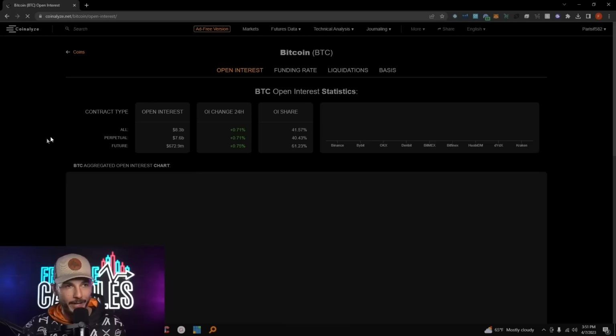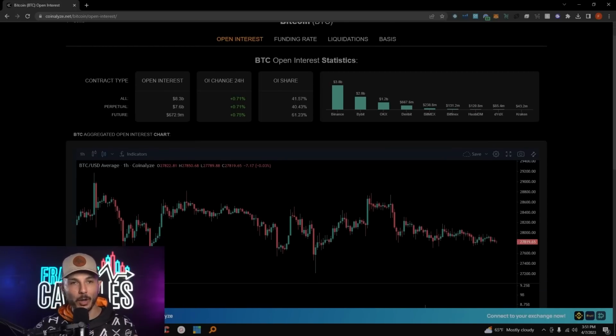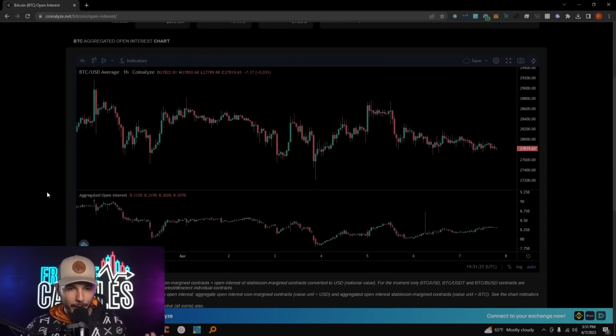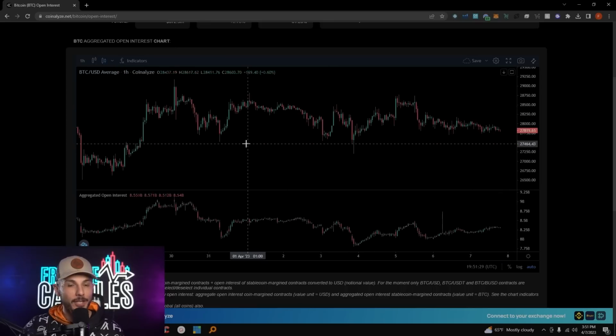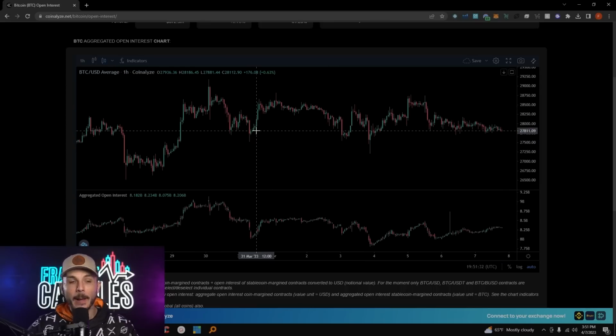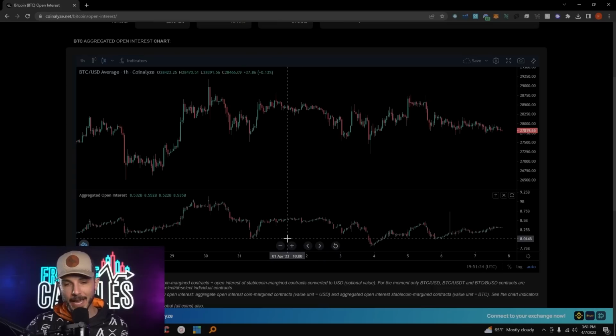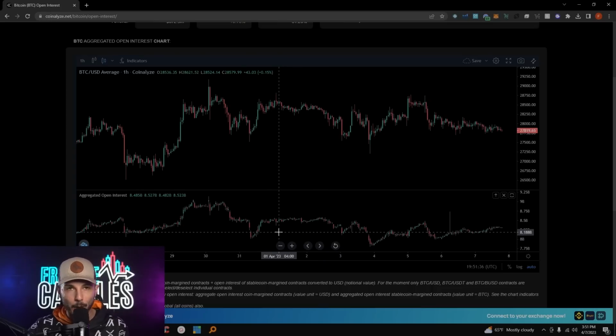So I'm going to go ahead and click on Bitcoin so we can get to the next part of this tutorial. Now, once you click on the asset you want to look at, you will see something very familiar, which is a TradingView chart, right? This is just your typical price action, just like you would see on a normal candlestick chart, but they do preload you with an extra indicator down here, which is aggregated open interest.